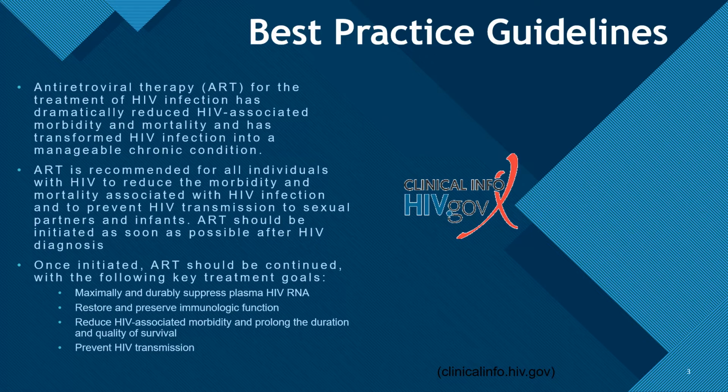So we know that the goal is to suppress as much of the virus as possible, so to get that viral load almost undetectable. And if we can do that, then the patient is capable of having a good, strong, healthy immune system to be able to fight off any type of infections that come their way. And then also, if the viral load is undetectable, then they are less likely to transmit the virus to other people.